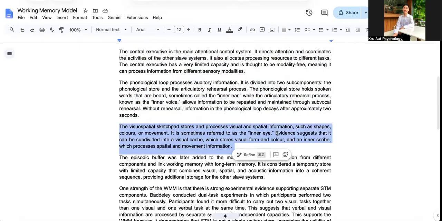Then it says evidence suggests it can be subdivided into a visual cache, which stores visual form and color. Basically, this is just the visual part of this store. And the inner scribe, which processes spatial and movement information. I mean, this is the spatial part of this visual spatial sketchpad. And apart from saying that these are the names, these are the parts, there's really nothing else to have mentioned in this paragraph too. So this is all okay for this paragraph.